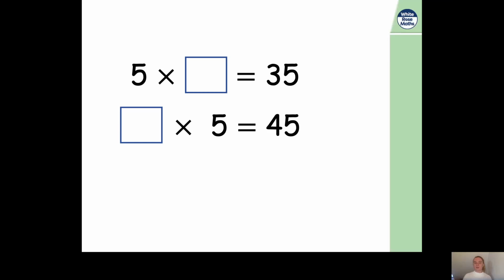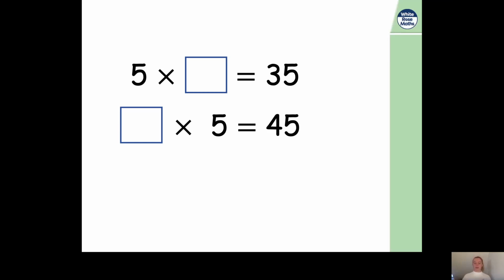Now, if it's 5 multiplied by something, we might not know the times table for that number. So we can use commutative law and switch it around. So then it will be something multiplied by 5 equals 35. So we need to count up in steps of 5 until we get to 35. Okay, so are you ready? Should we count together? Let's see how many steps it is till 35.